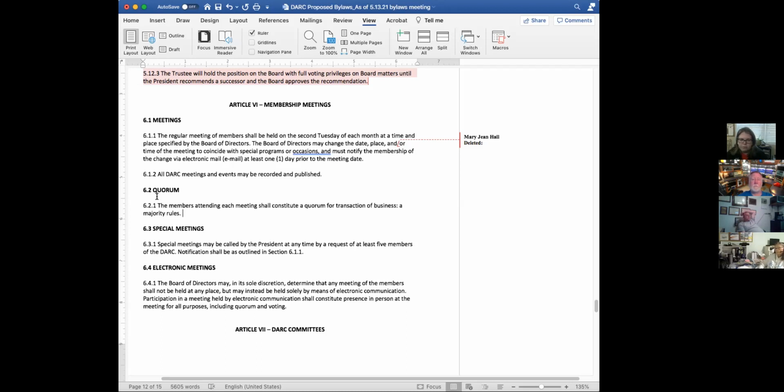I just wanted to understand what our definition of a quorum was. So it's just whatever the members are, we will conduct business. Yeah. Okay. I'm good. We can move on.